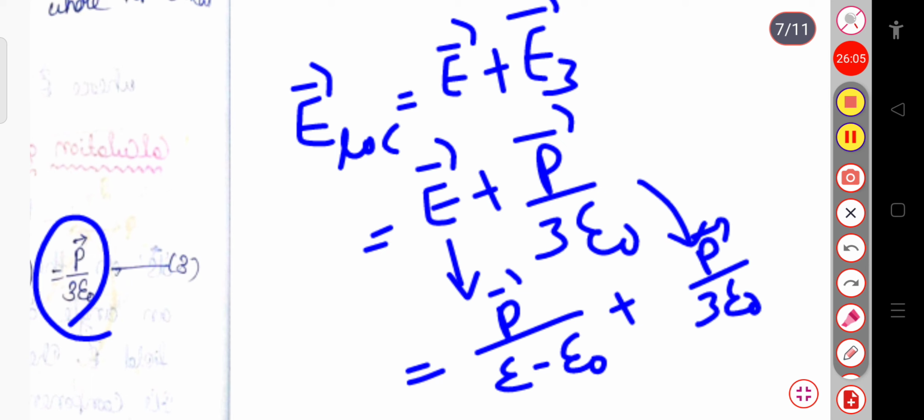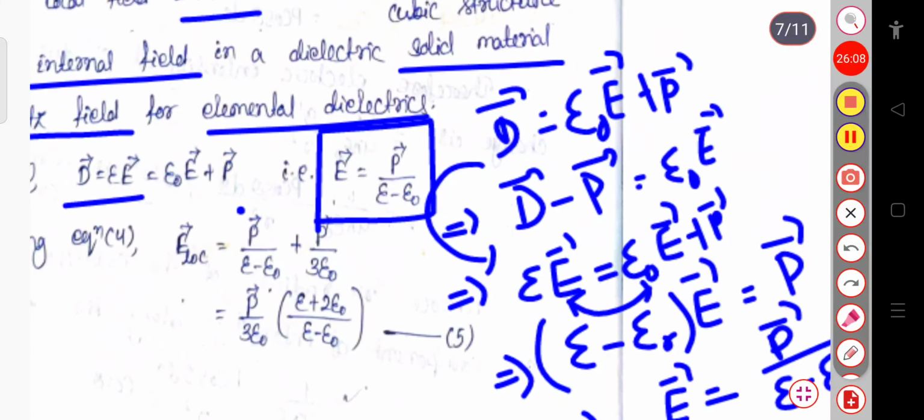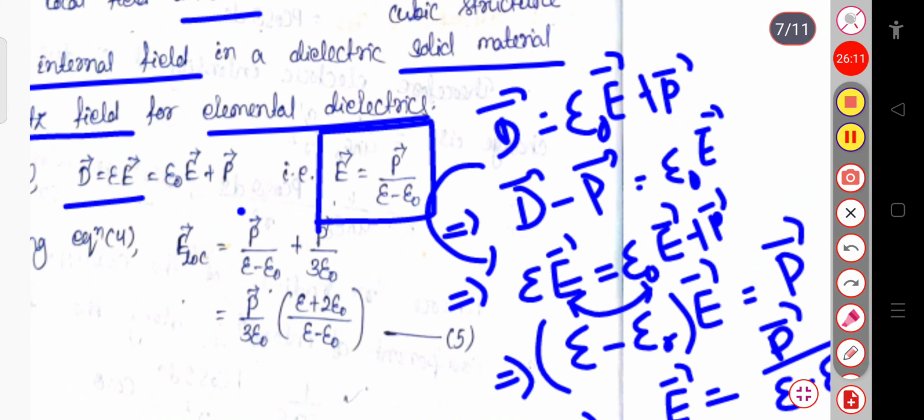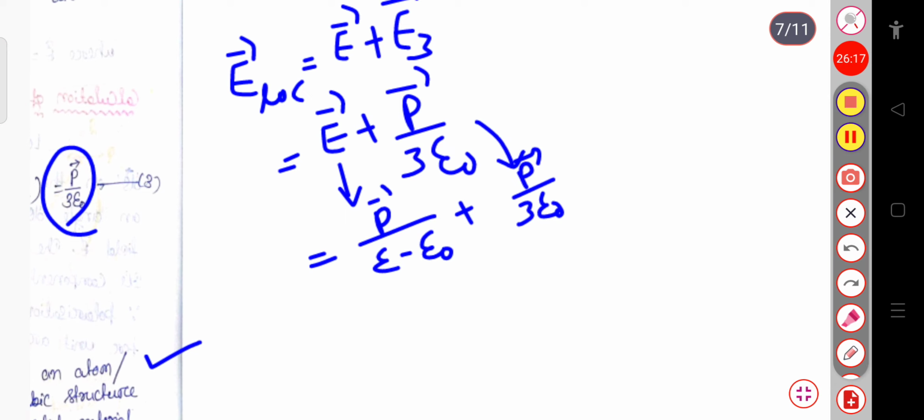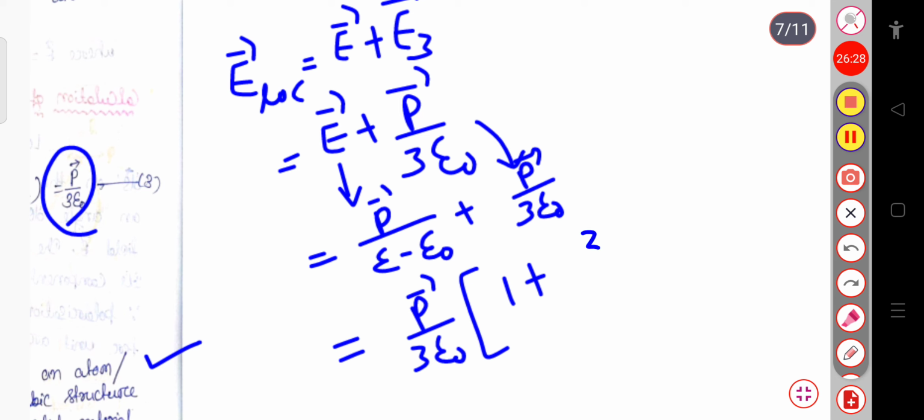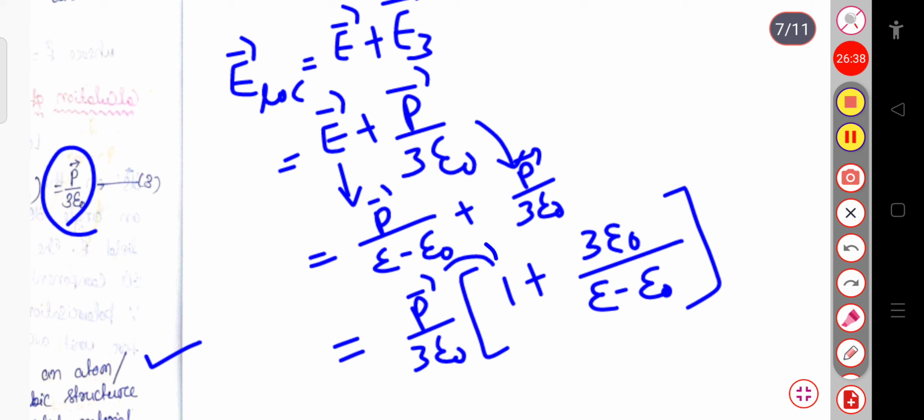Now if I take P by 3 epsilon naught common, for the first term I will write 1 plus, with P already taken common, 3 epsilon naught divided by epsilon minus epsilon naught. I can write like this because P by 3 epsilon naught multiplied with 1 gives the first term, and multiplied with the second term, the 3 epsilon naught cancels, giving P by epsilon minus epsilon naught. So this expression is correct.